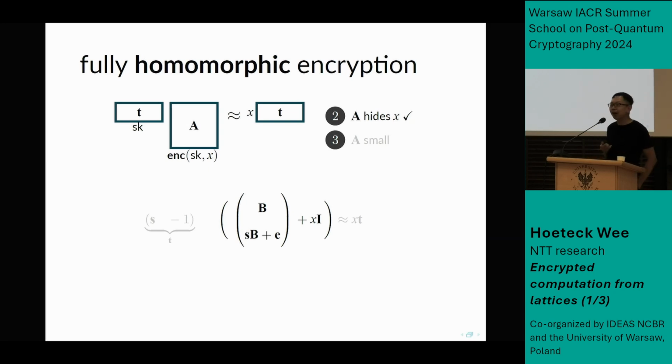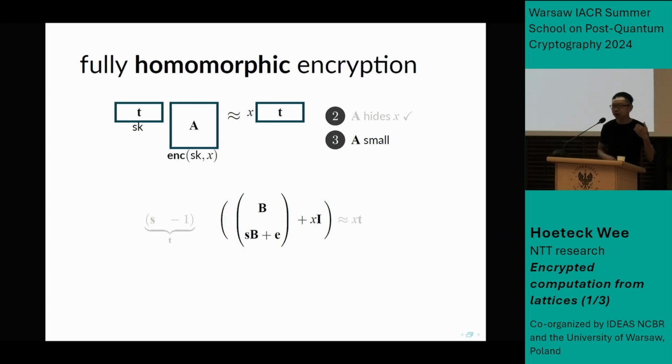All right. Now, however, the main problem is that this A is not small. Okay, so B is going to be uniformly random. SB plus E looks random, so this thing is in general going to be a matrix with very large entries, close to Q over 2. All right, so how do we make it small? What we're going to do is take a generic approach to turn a matrix into a matrix of small entries.